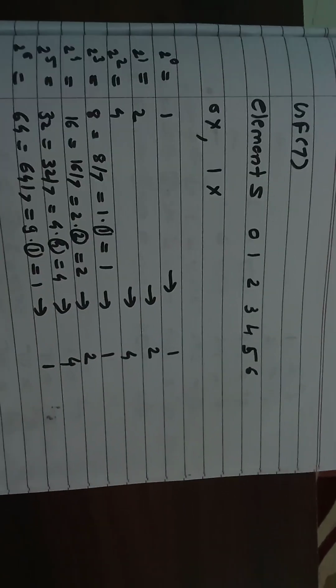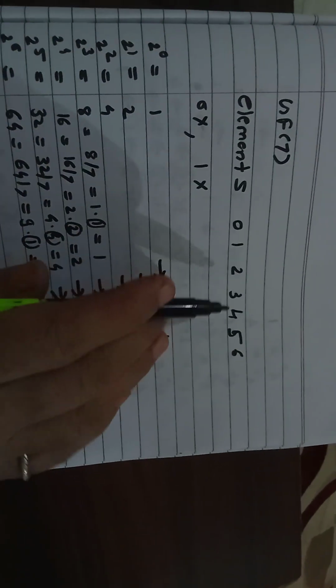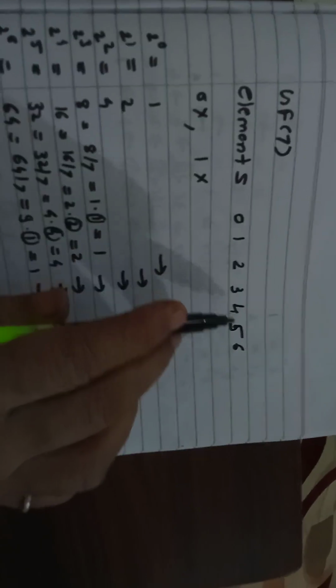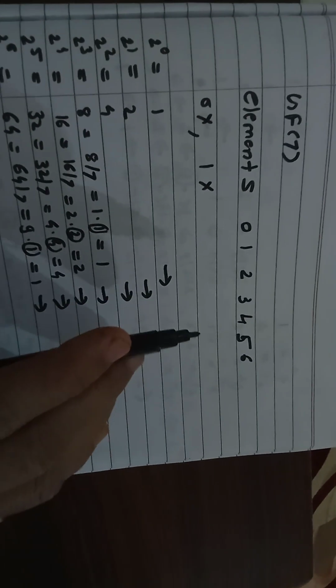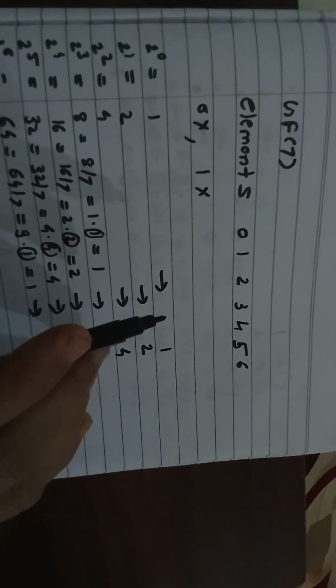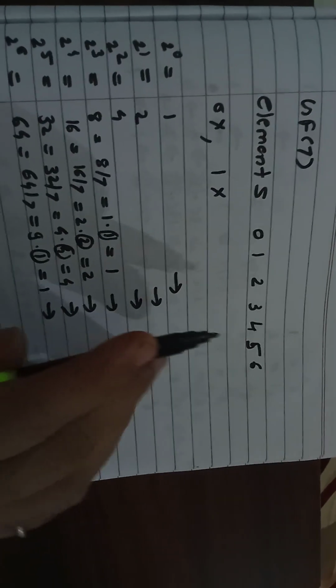In this video, let us obtain the primitive element for Galois field 7. Now in Galois field 7, there are these elements 0, 1, 2, 3, 4, 5, 6. So which one is the primitive element? Primitive element is one whose powers give all non-zero elements of the field.